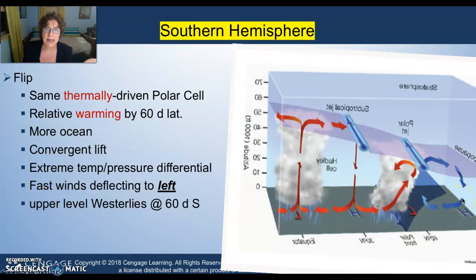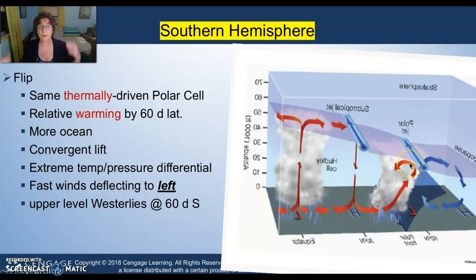The same thing happens in the southern hemisphere. You have a thermally driven polar cell right here. It is thermally driven from the 60s and the heating in the 60s, especially because they have more ocean and they maintain their temperature in a much more temperate area with the ocean around. Remember, the ocean warms more slowly and cools more slowly. So you can think about convergent lift in this area with the warm air diverging from the bottom of the Hadley cell and moving toward the cold air at the 60s. You can have convergent lift here.